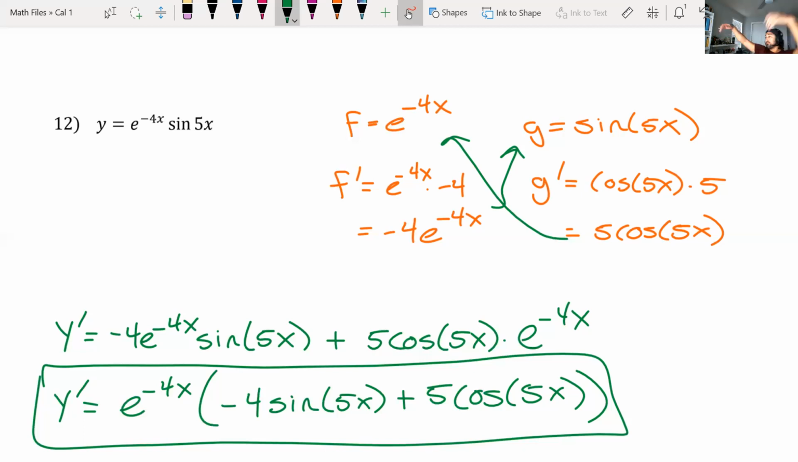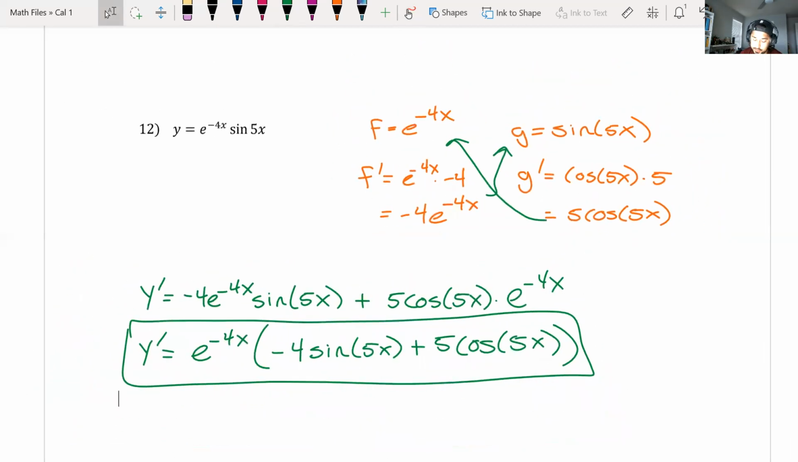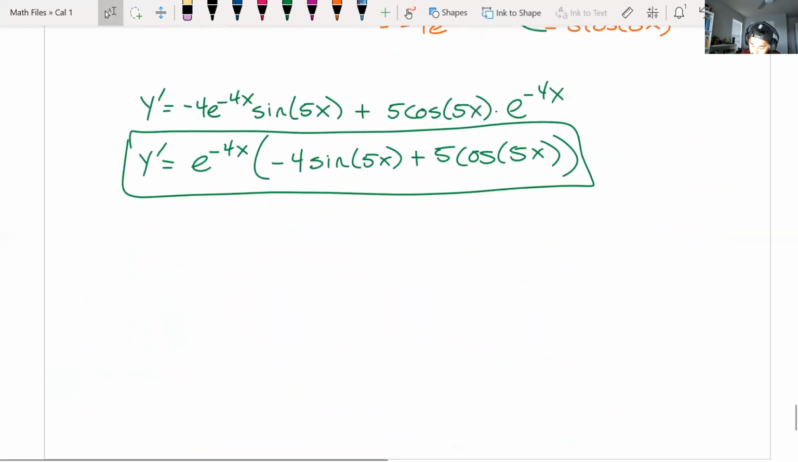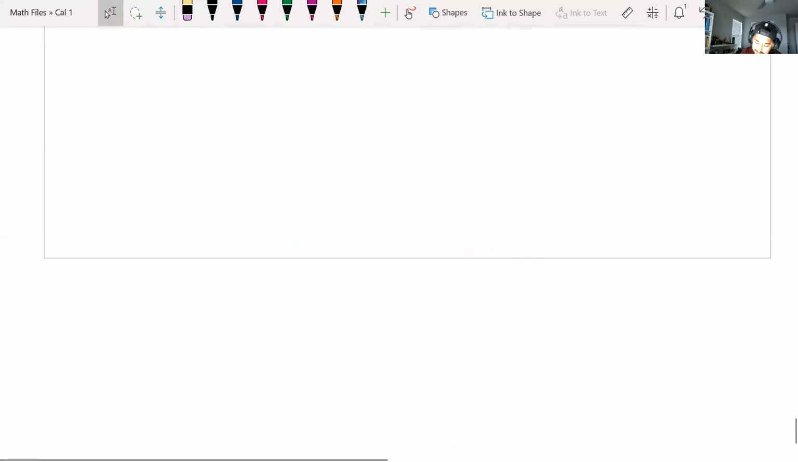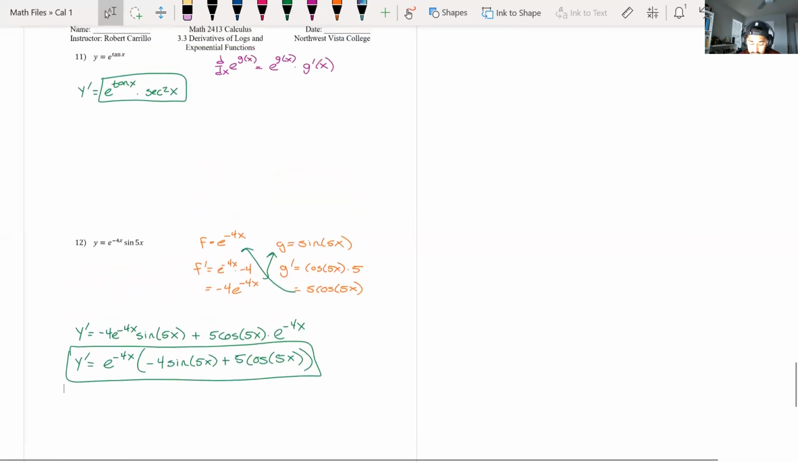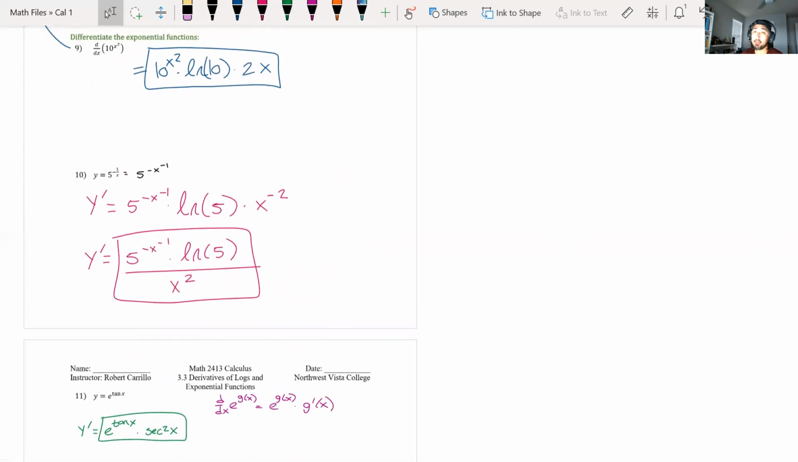So now we have a lot more formulas to work with, right? Logarithmic and exponential. Okay, we are done with these notes. If you got questions, then stick around and ask them.